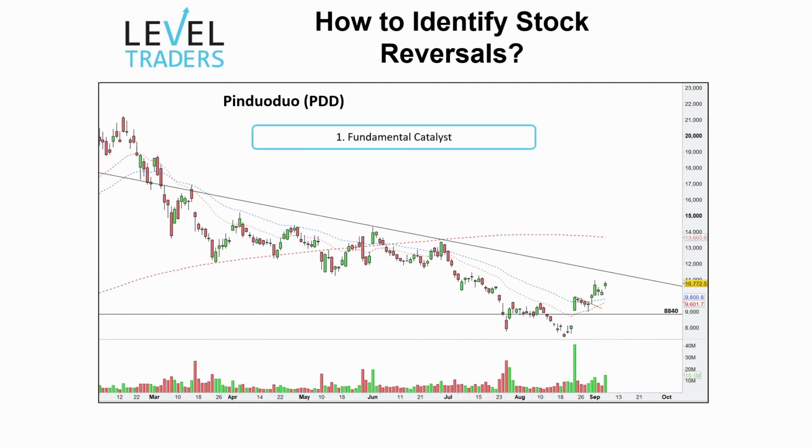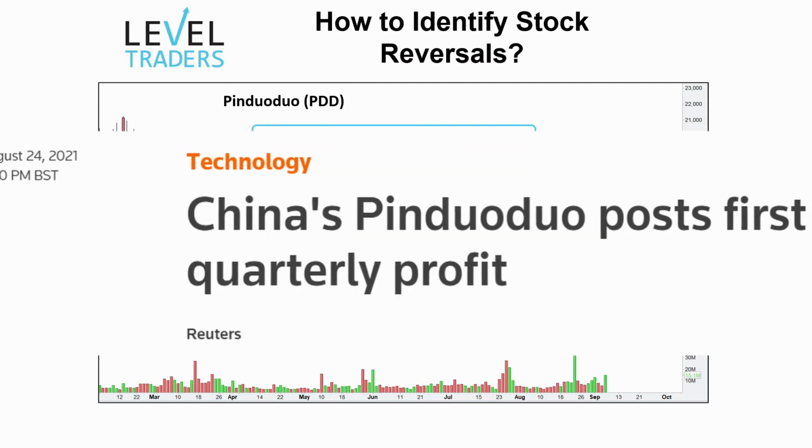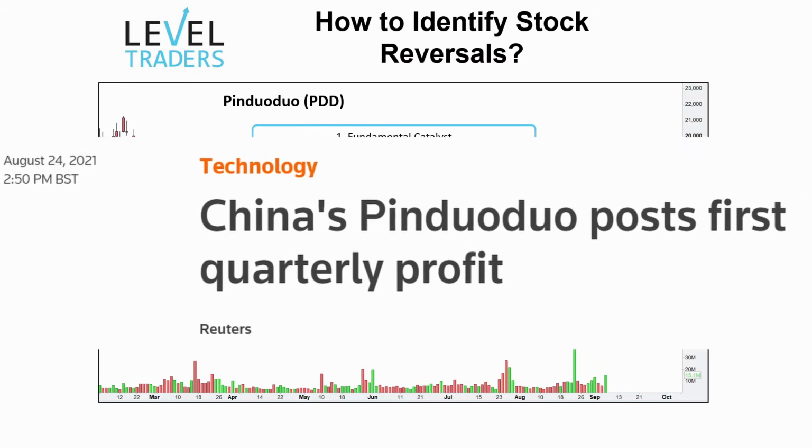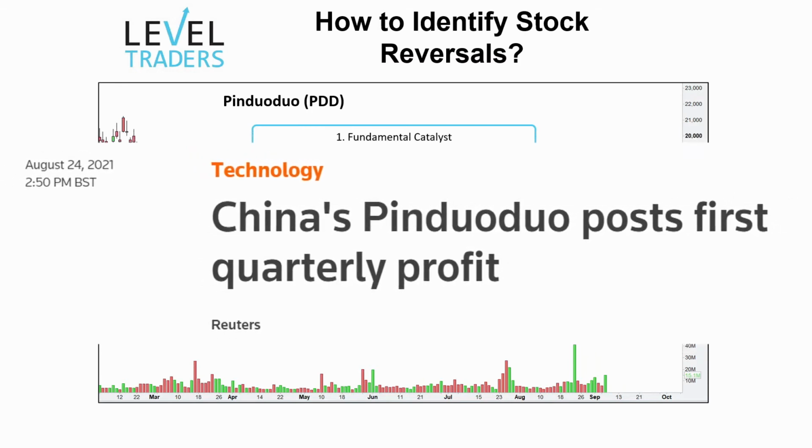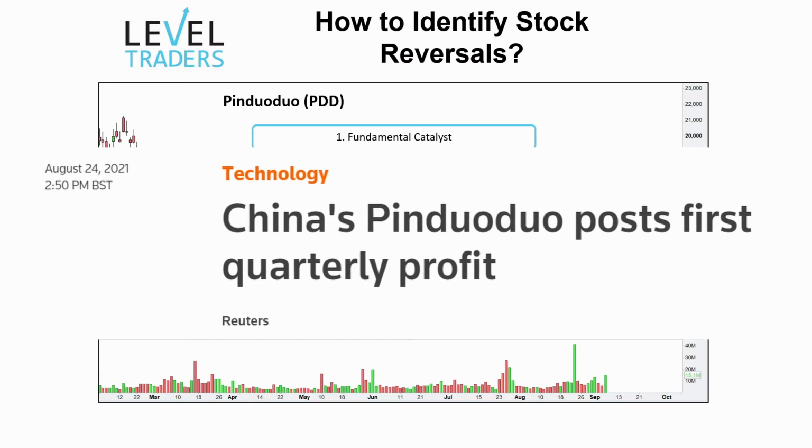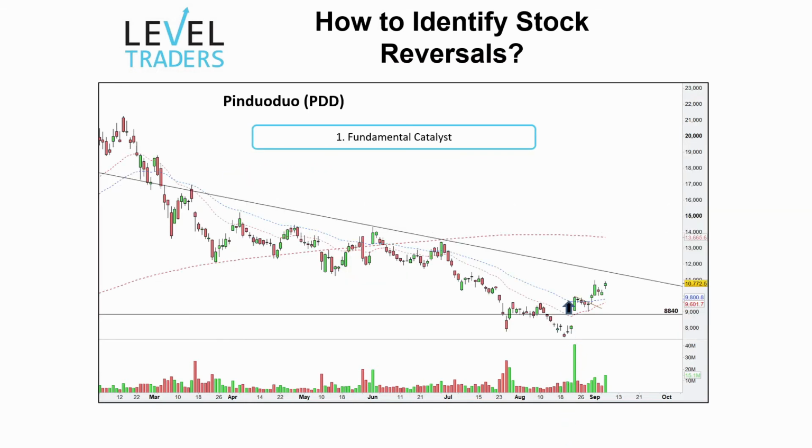Do we have one? PDD reported a quarterly profit compared to a loss from a year ago, with revenue jumping 89% year on year. This caused the stock to jump, as you can see here, with the price gapping up, taking out key technical moving averages. On the day earnings were announced, you can see price closed above both the 20 and 40-day moving averages. There is your fundamental catalyst.